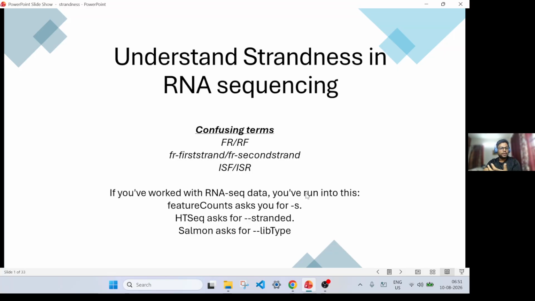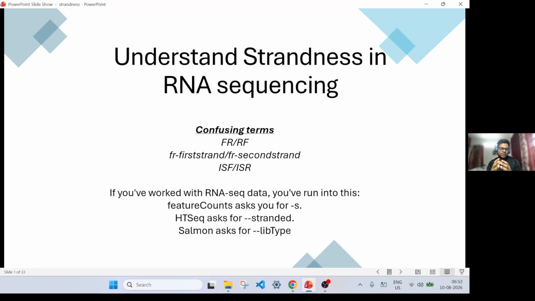And if you are using some of the tools, the tool itself will ask you what is the library type that you got. For example, in featureCounts, it will ask you to input -s, whether you put 0, 1, 2, like that. Similarly, HTSeq asks for stranded, Salmon will ask you for library type.